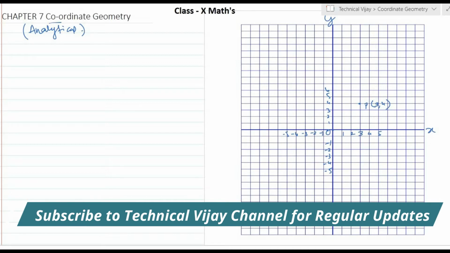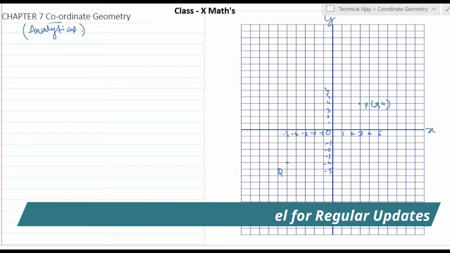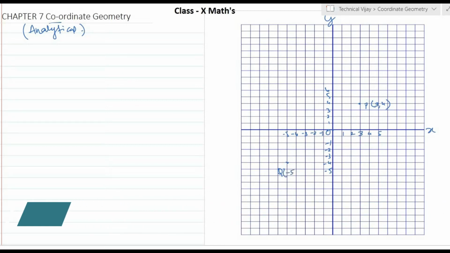In the same way, if a point is here in the negative direction, this is P, this is Q. This point Q is located at -5 and -4. The first is the x-axis value, that is -5, and the second is the y-axis value, that is -4. So the 2 points P and Q are located in this plane.